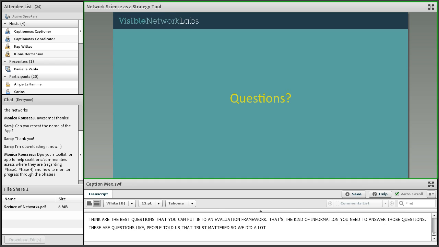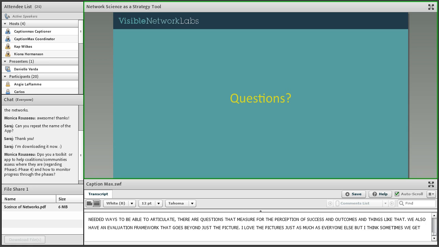And then we built out the first partner survey, which is actually a 19-question survey that has what we think are the best questions that you can put into an evaluation framework and ask people in a network to answer to get the kind of information you need to answer those questions you just asked, Cap. So these are questions like, people told us that trust mattered, so we did a lot of work, and we have a scale of trust in our default survey.